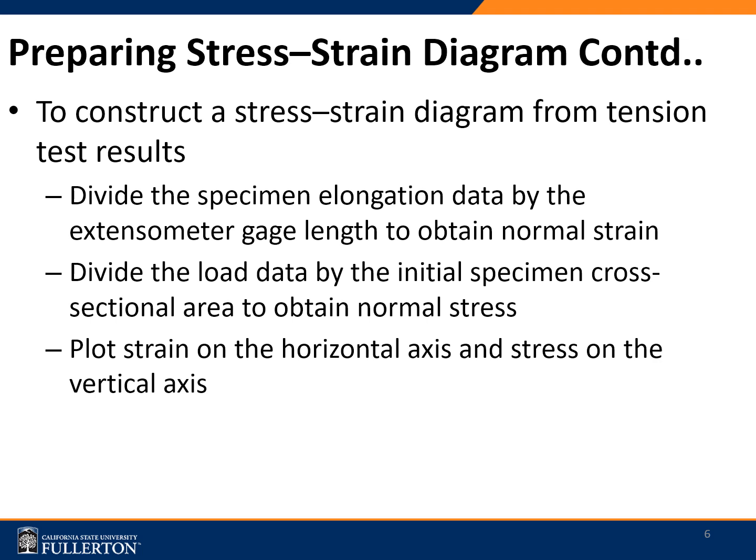To construct the stress-strain diagram, we take the load deformation data, divide the load by the corresponding cross-sectional area, and the elongation or the deformation by the gauge length. Gauge length is the measure that we take using the extensometer. Plot the stress and strain on vertical and horizontal axis respectively.